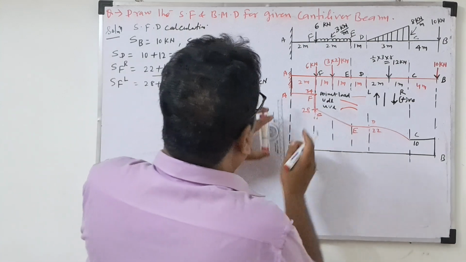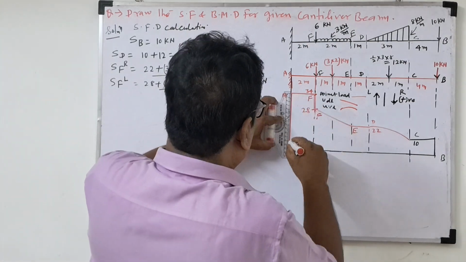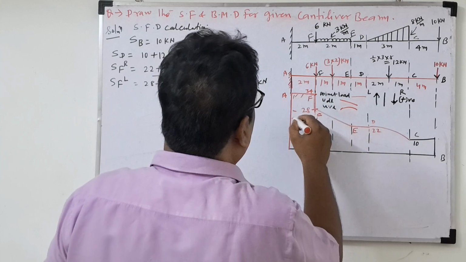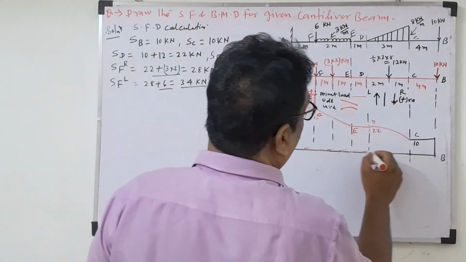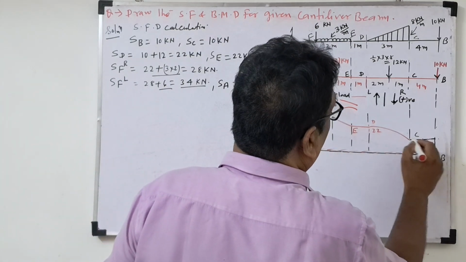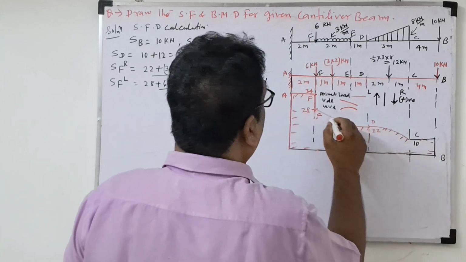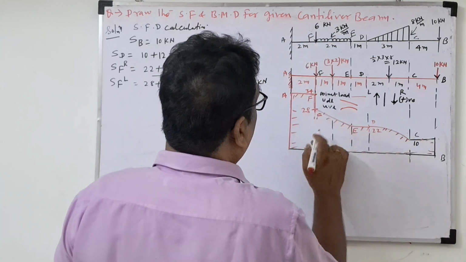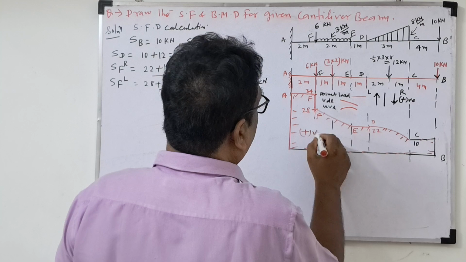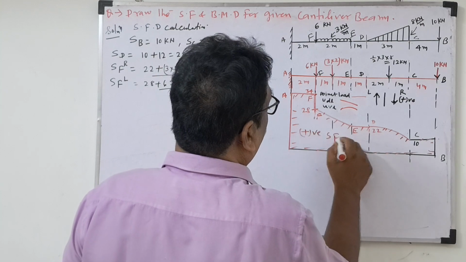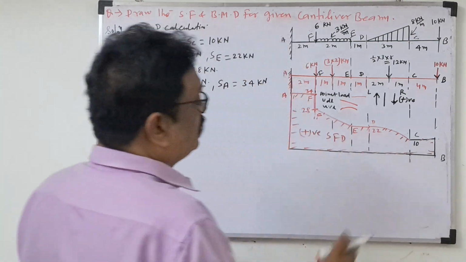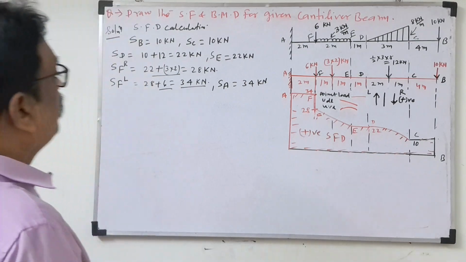Now make this a solid line. Make this a solid line. Hatch this part. This is called the shear force diagram. So this much is the maximum they can ask as a question. This is called the positive shear force diagram. So okay, this is the shear force diagram for this given problem.